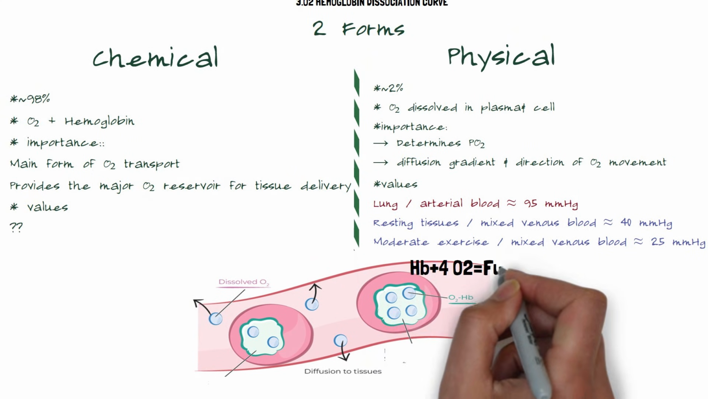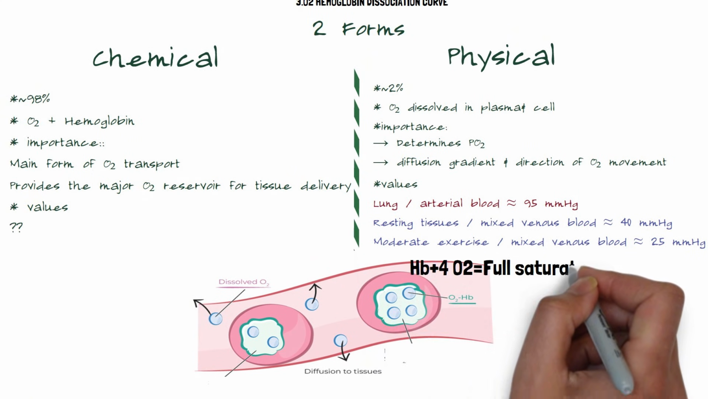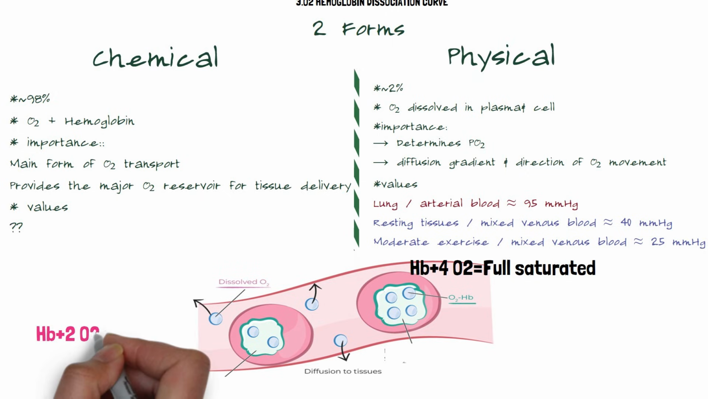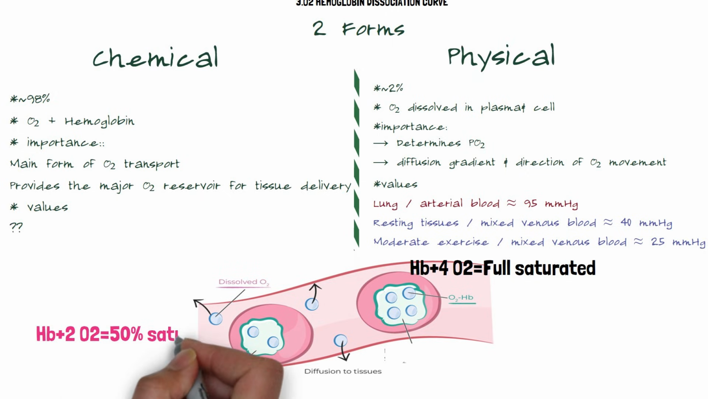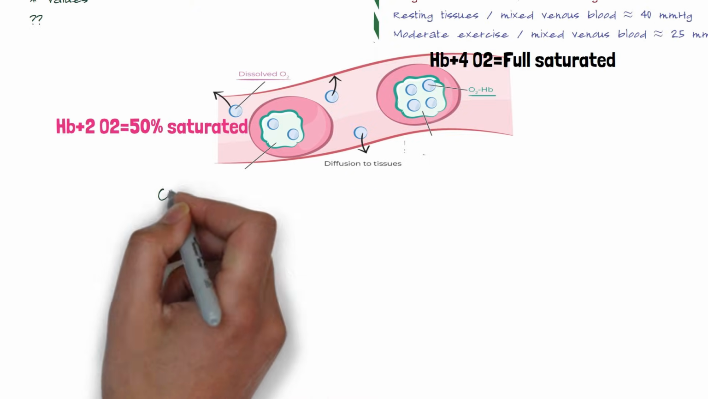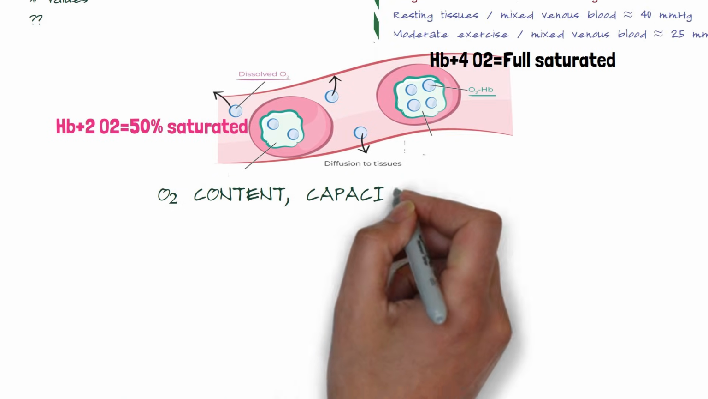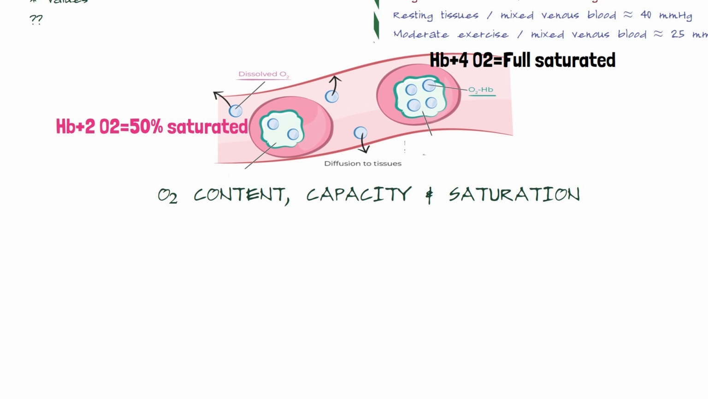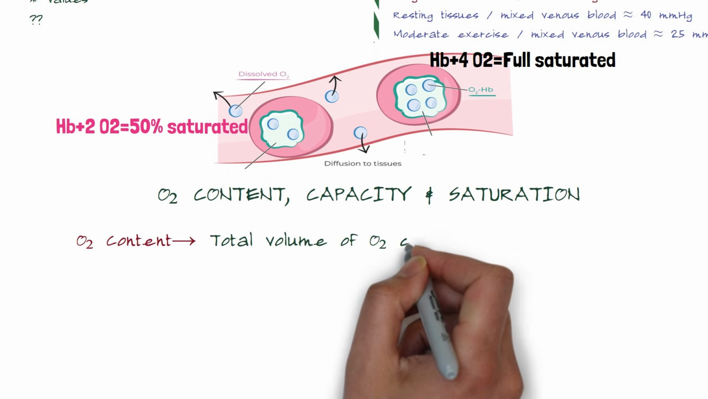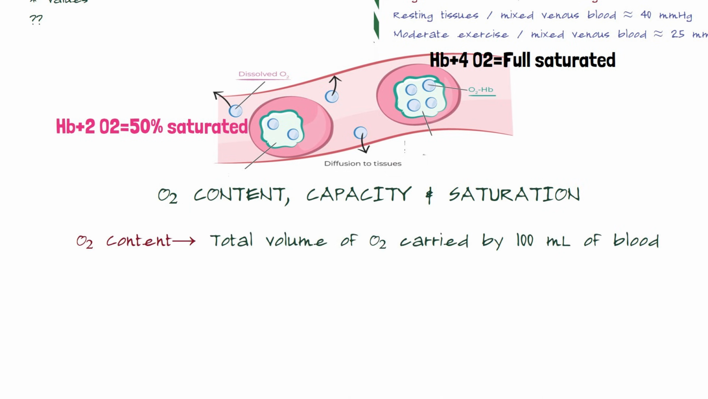And remember, one hemoglobin molecule binds up to 4 molecules of oxygen. When there are 4 oxygen molecules, it's 100% saturation. When it's less, the saturation of the hemoglobin decreases. Then we also talked about three important terms: the content, which is the actual total amount of oxygen carried by 100 milliliters of blood.